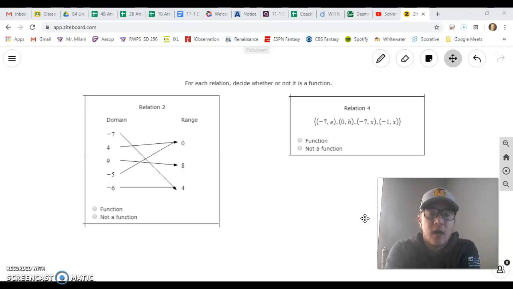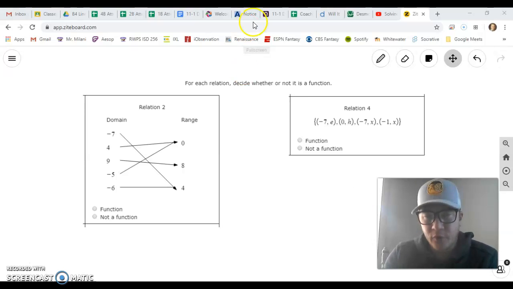But today we're going to be looking at functions, deciding if we are looking at a function or something that is not a function. It starts pretty simple. All you're looking at today is deciding whether or not the image that you're looking at represents a function or not. So there's a couple different ways that you're going to see this.